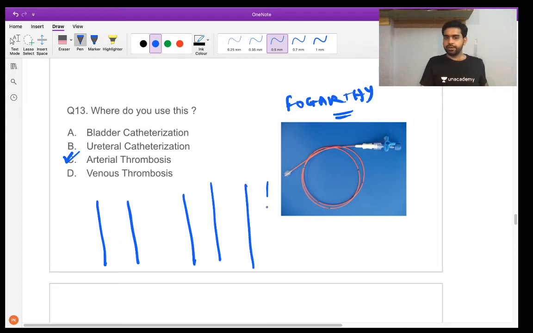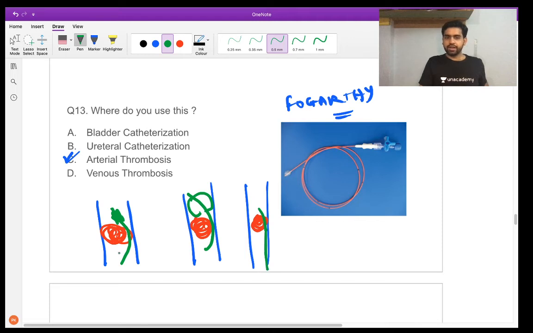I'll just tell you how you use it. Let's say you have a thrombus in the artery. So what you do is pass this catheter in a deflated state. You have a catheter which has been passed in a deflated state. Once the catheter reaches beyond the thrombus, you expand or inflate the balloon. And then you pull this catheter out.